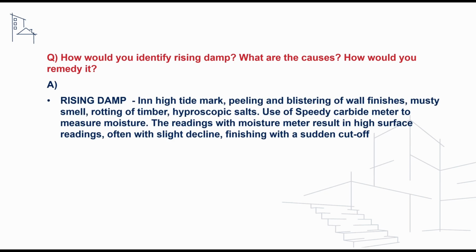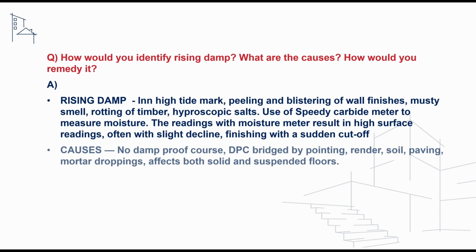And to address this, we could say that rising damp causes high tide marks, peeling and blistering of wall finishes, and a musty smell. It can also cause rotting timber, and a speedy carbide meter can be used to measure moisture readings within the walls of a property, and the readings with the moisture meter will result in high surface readings, often with a slight decline, finishing with a sudden cut-off.